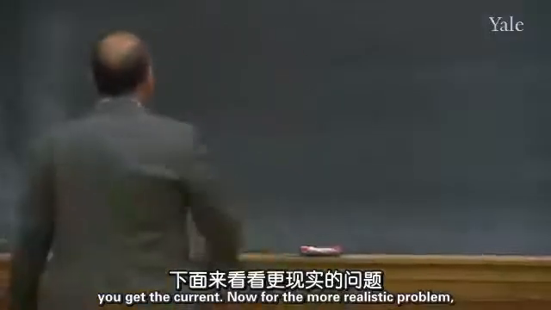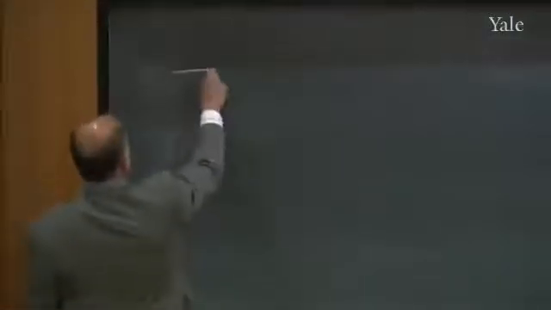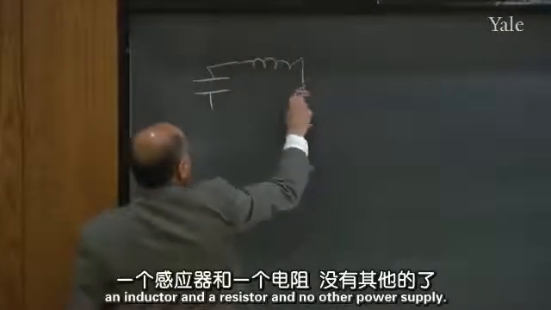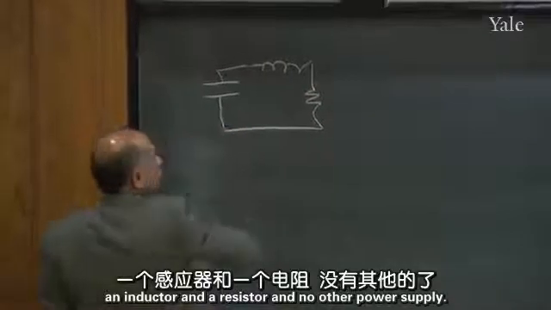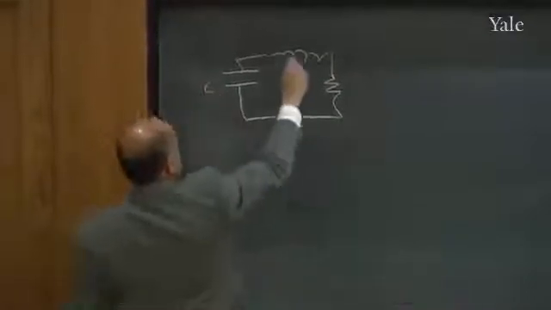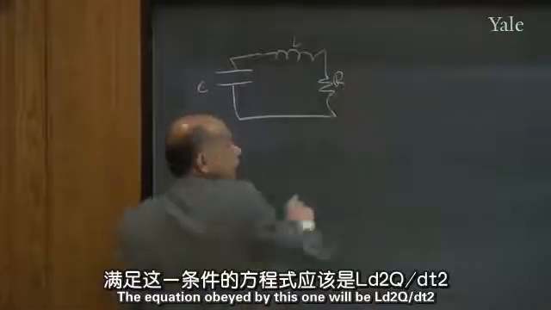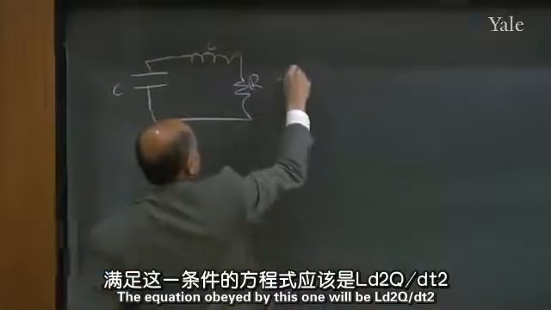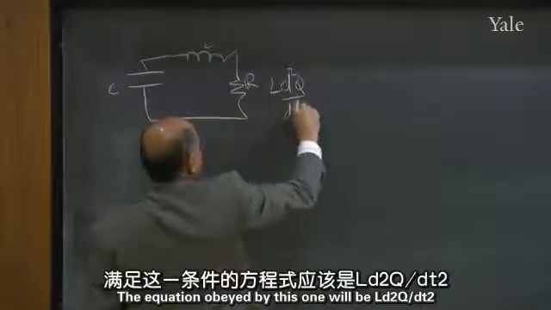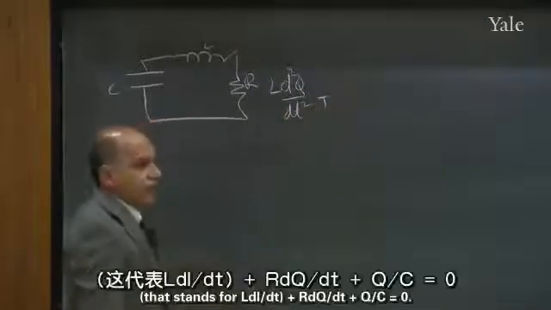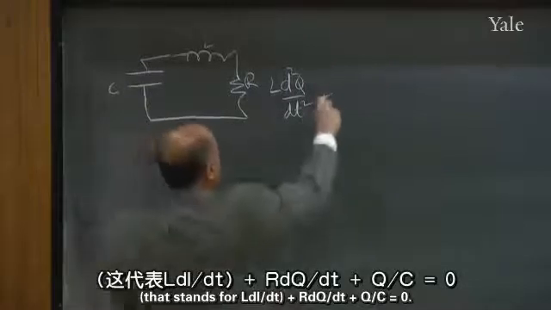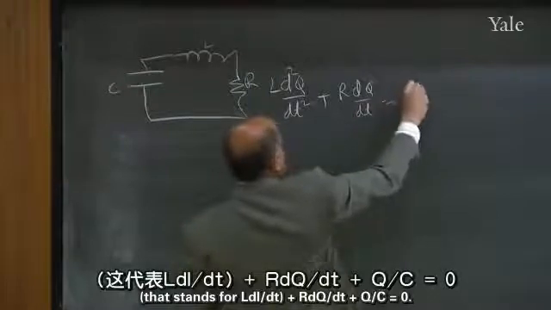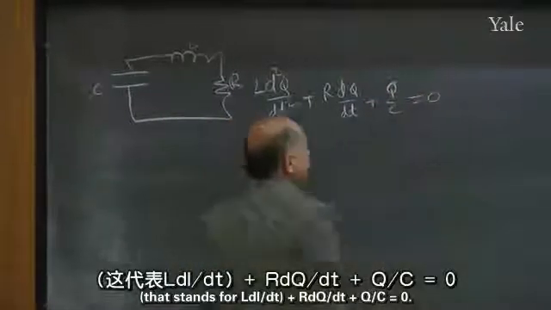Okay, now for the more realistic problem. The realistic problem has a capacitor, an inductor, and a resistor, and no other power supply. The equation obeyed by this one will be L d2q over dt squared. That stands for L di/dt, plus R dq/dt, plus q over C, equal to 0.